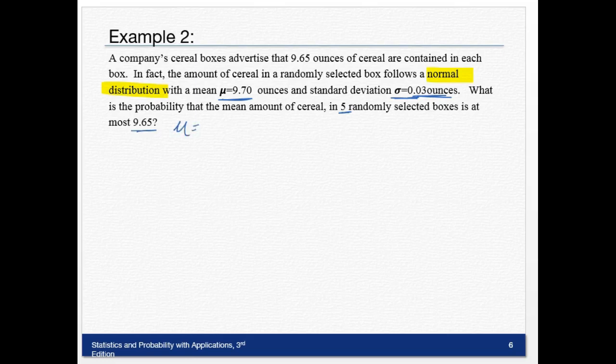We know that the mean of our sampling distribution is 9.70 because they are exactly the same. To find the standard deviation of our distribution, we take the original standard deviation, 0.03, and divide it by the square root of our sample size. Remember that sample size is 5, so n equals 5. I'm dividing by the square root of 5. All right, so there's our standard deviation of our distribution. Here's the mean of our distribution.